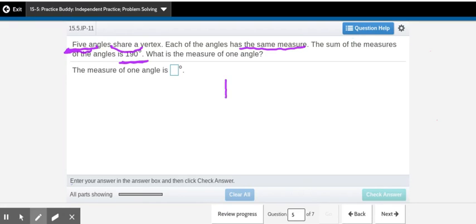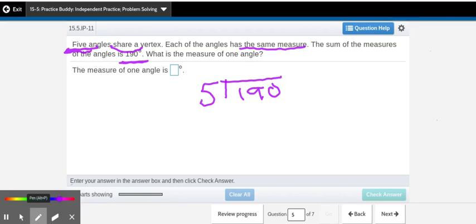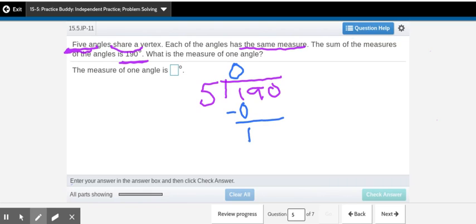So I have my 190 divided by 5. And let's get started. How many times does 5 go into 1? It goes into 1 0 times. So now I'm bringing down my 1 and then the 9. How many times does 5 go into 19? That's going to give me 3 times. It would have given me 4 if it was 20. But 3 times 5 is 15. Subtract it out. 19 minus 15 gives me 4.